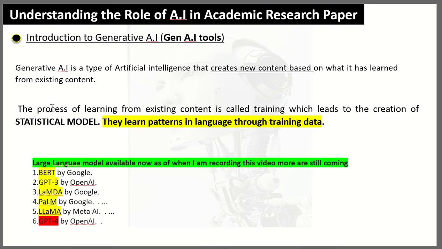Now, from the term generative, you understand that this AI generates new content based on what it has learned. Okay. And the process of learning is what we call training. They learn patterns in language through training or training data.